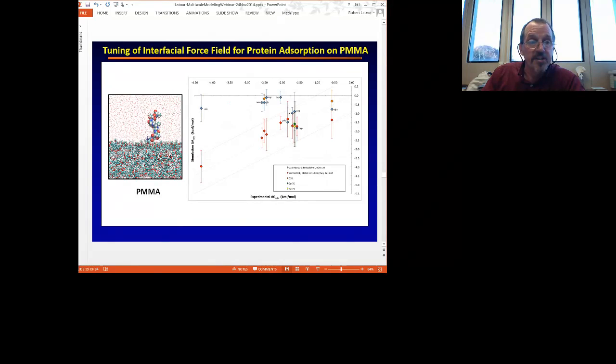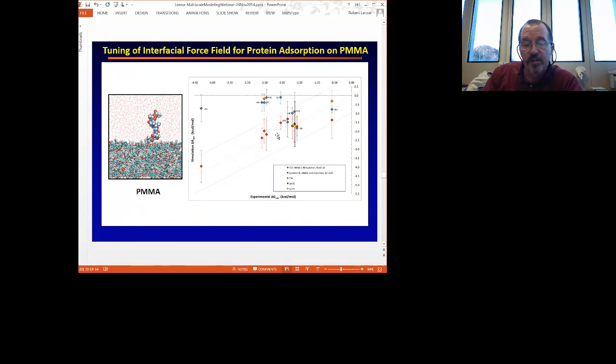And we're also just finishing up a set with polymethyl methacrylate as an amorphous polymer surface. And again, here you can see the blue diamonds are the default CHARMM parameters, and none of the amino acids really absorb any differently than each other, whereas experimentally we get very large changes. We're able to tune these parameters again, bringing the interfacial force field parameter set such that we're getting the amino acids interacting with our surface much more closely aligned with our experimental data set.